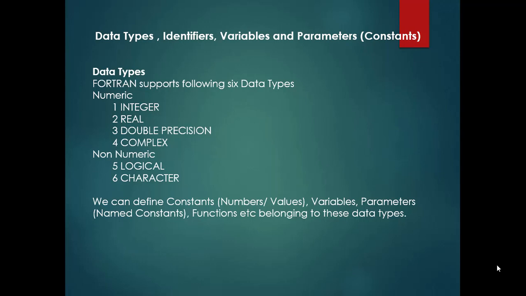Data type is something like we have to put some sort of data in the Fortran programming, and there can be integer number, real number, or double precision number. We can have the complex number. Then this is non-numeric when we have to go for certain characters or words, so that can be logical or character.